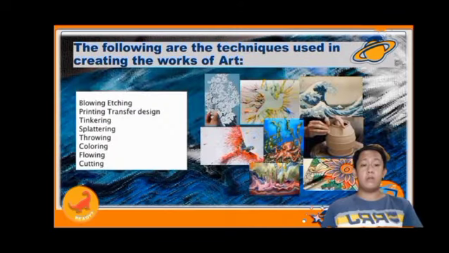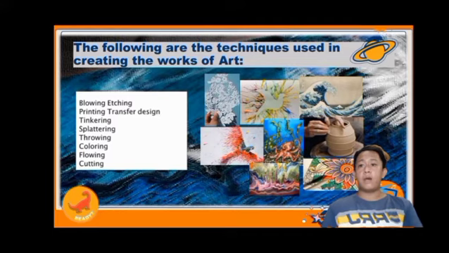Now we'll discuss the techniques used in creating works of art. Let's start with glass etching. This is a technique of creating art on the surface of glass by applying acidic, caustic, or abrasive substances. Next, transfer printing is a method of decorating pottery or other materials. It uses an engraved copper or steel plate from which a monochrome print on paper is taken, which is then transferred by pressing it onto the ceramic piece.